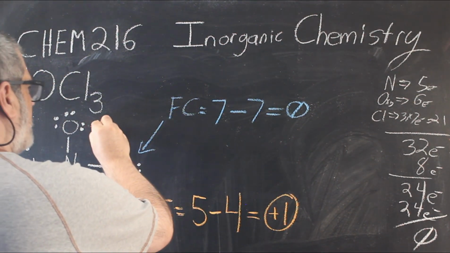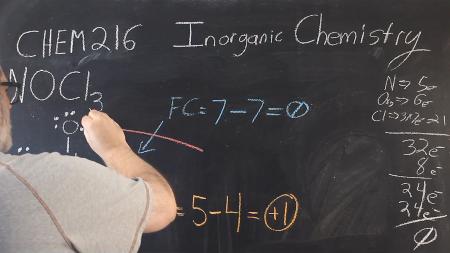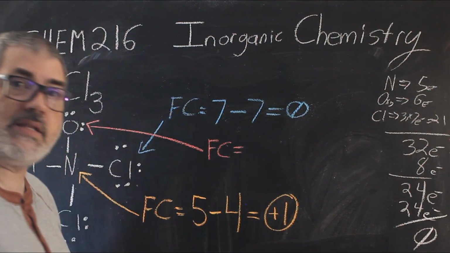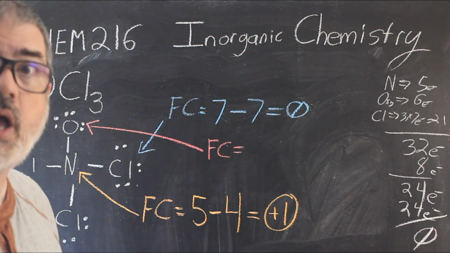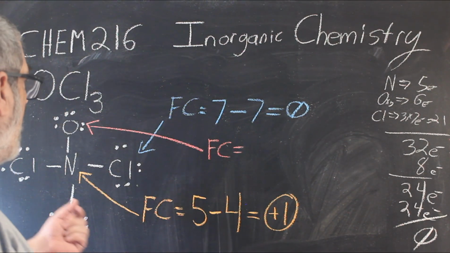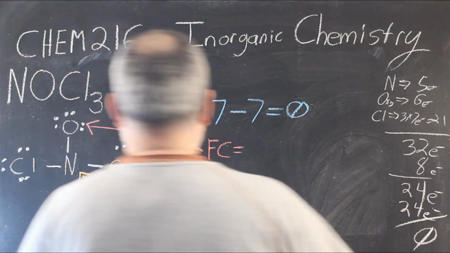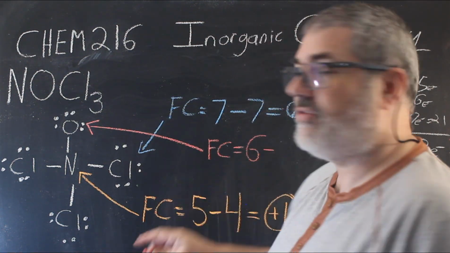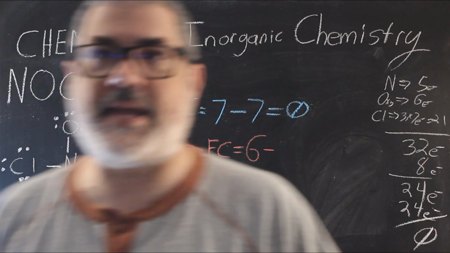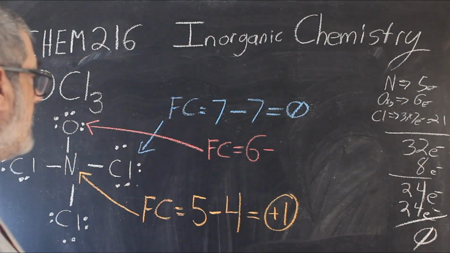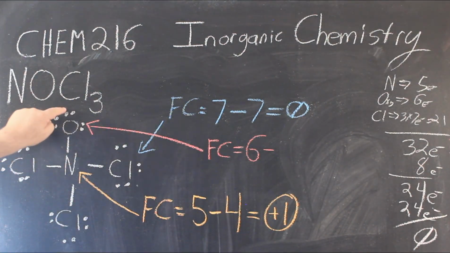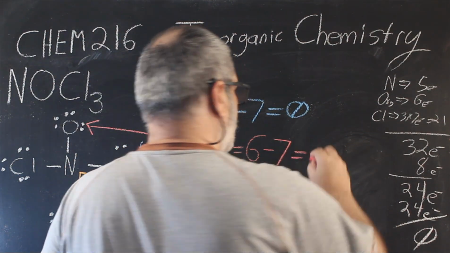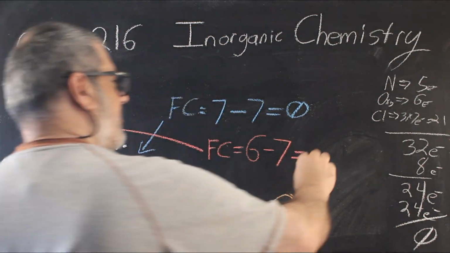The oxygen, its formal charge, and it shouldn't be a shocker that it's going to be minus 1. Well, let's go ahead and convince ourselves that that's true. Oxygen starts with 6 valence electrons, a neutral oxygen atom. 2, 4, 6, 7. 6 minus 7 is minus 1.